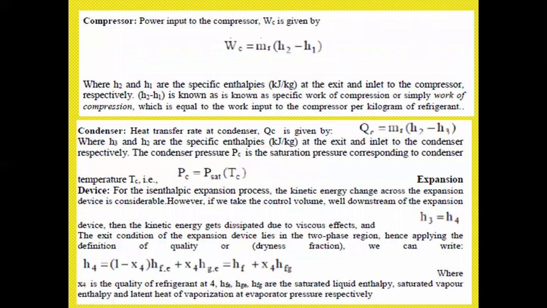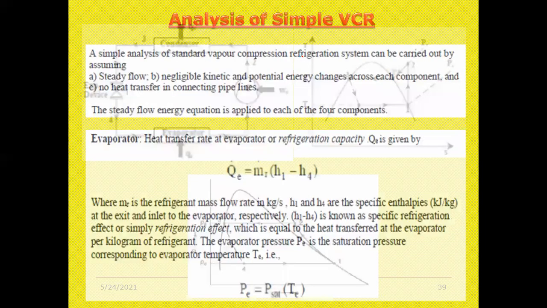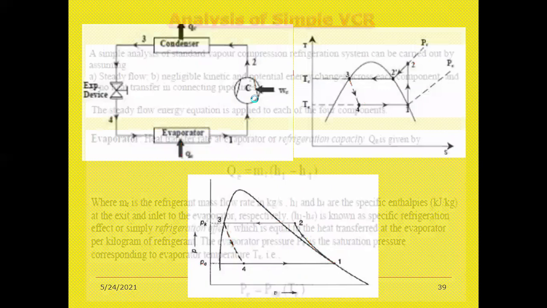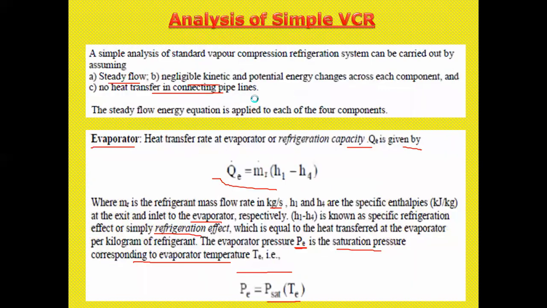Next, coming to the compressor. Okay, the next component is the compressor. The power input to the compressor WC is given by WC equals m times H2 minus H1. So if you see the compressor figure, here the work is going inside, right? The work is going inside. The work we are doing at the compressor stage.